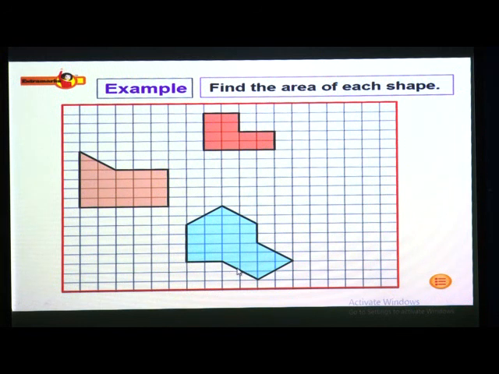So by using the rule, for a full square we count 1 square unit, for more than half we count 1 square, for half we count half a square unit, and for less than half we count 0. In this way we can find the area of irregular shapes.